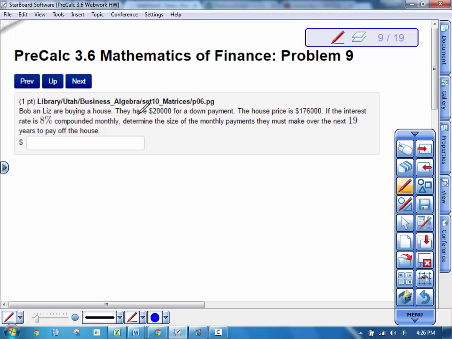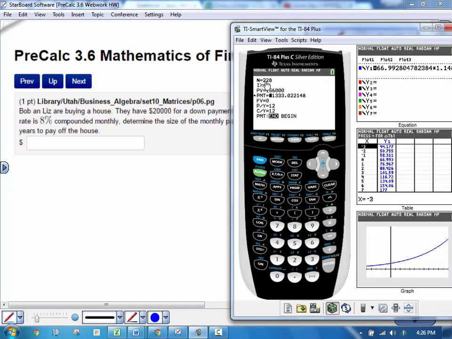All right, next problem then, $20,000 down payment. House is priced at $176,000. Interest rate's 8% compounded monthly. Determine the size of the monthly payments to pay it off in 19 years. Once again, TVM solver. Number of payments is 12 times 19, 12 months a year times 19 years. 8% interest rate. 20,000 off the 176,000 gives you 156,000, and 12 payments per year. Hit alpha enter on the payment value, and it gives you this, which is your answer.